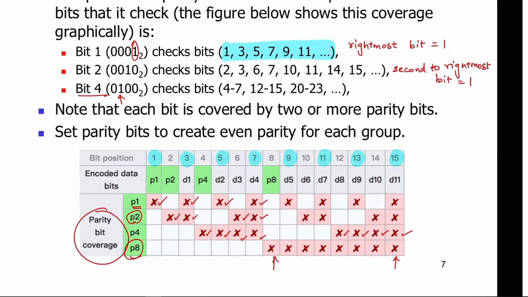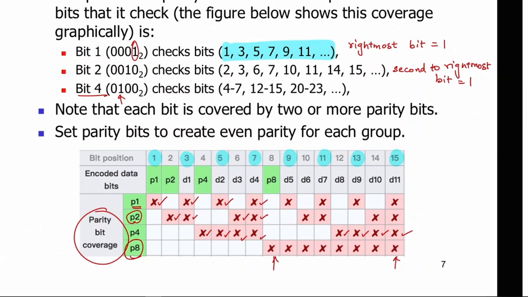And as you can see, each bit is covered by 2 or more parity bits. So for example, if I look at D3, D3 is being covered by 2 parity bits. Those are P2 and P4. And say D9, D9 is actually being covered by P1, P4, and P8. So as you can see, we have at least 2 parity bits covering each data bit. We are going to compute those parity bits P1, P2, P4, and P8 such that we create an even parity for each group.